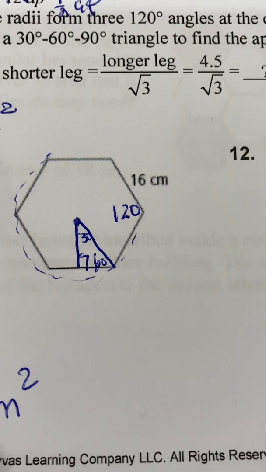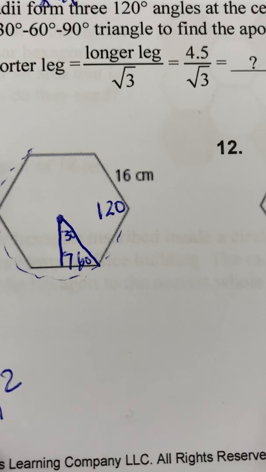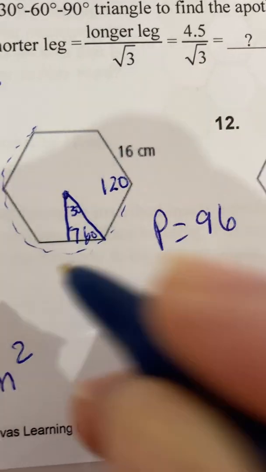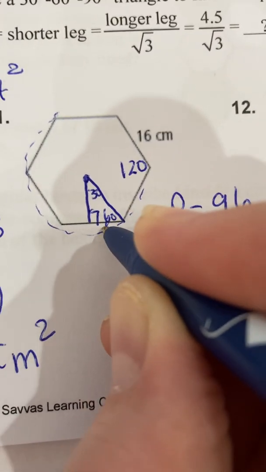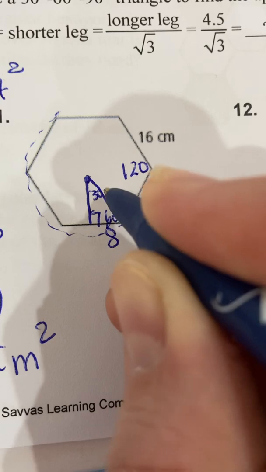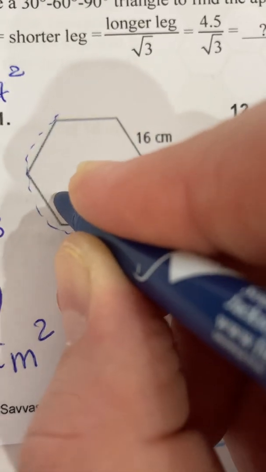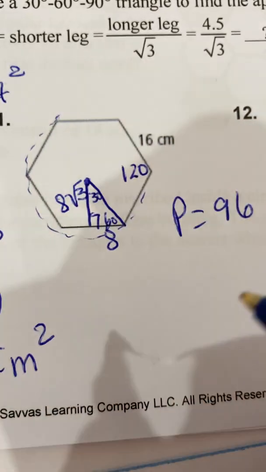If the side length is 16, we have 6 sides this time, so take 16 times 6, and our perimeter is going to be 96. It does the same thing. It's going to cut it in half, so 8 will be here, but this time the short leg is 8, which means the long leg is now your apothem. So we're going to take 8 square root of 3.